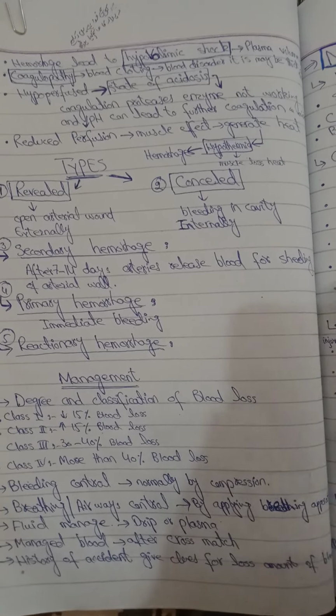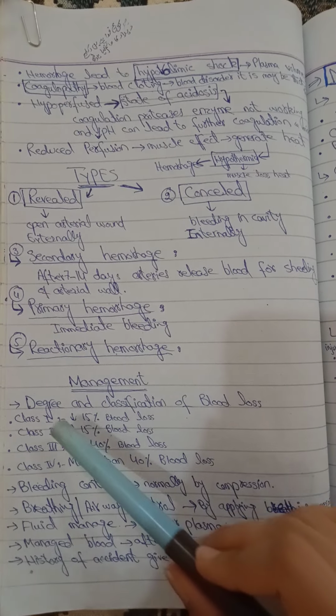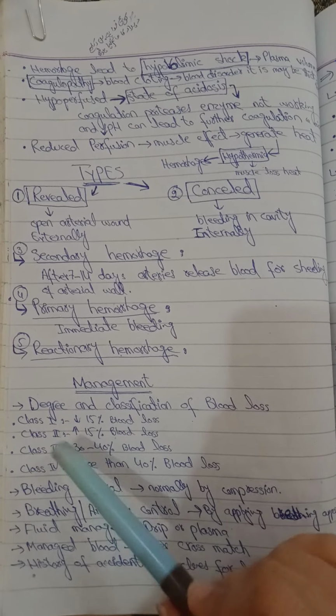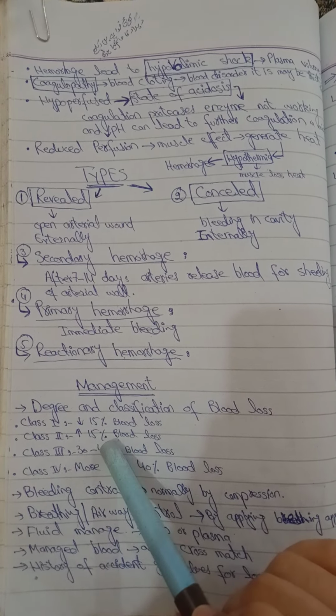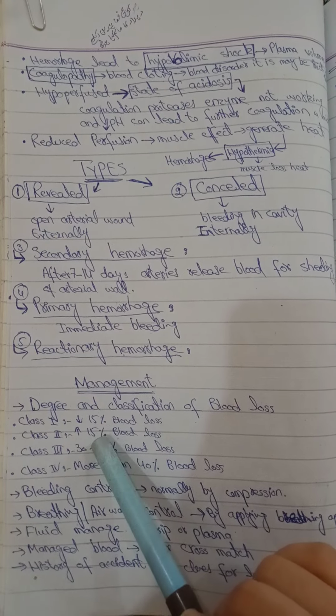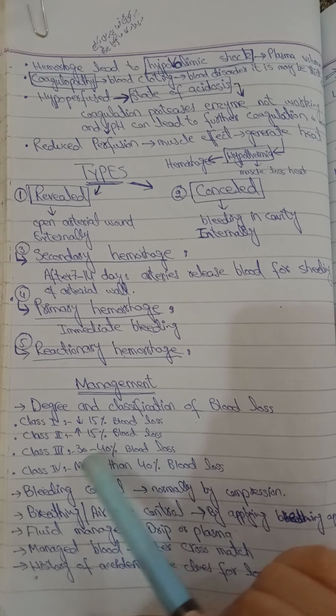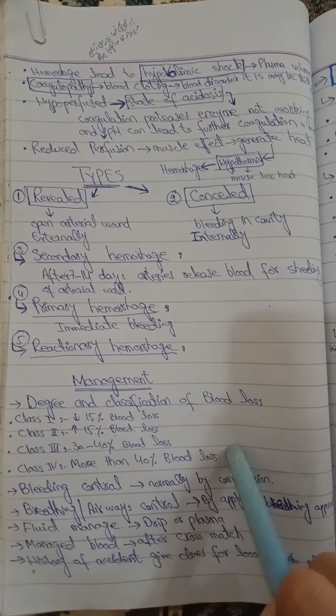Now we will discuss the management of hemorrhage. Degree and classification of blood loss: Class 1, Class 2, Class 3, Class 4. In Class 1, up to 15% blood loss occurs. In Class 2, 15 to 30% blood loss occurs. In Class 3, 30 to 40% blood loss occurs. In Class 4, more than 40% blood loss occurs.